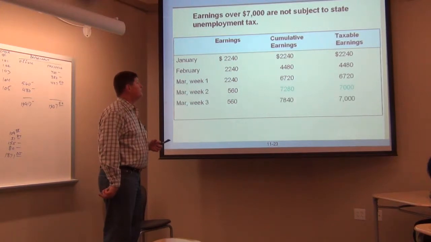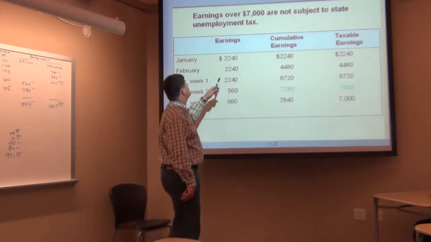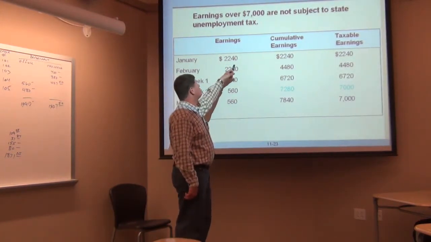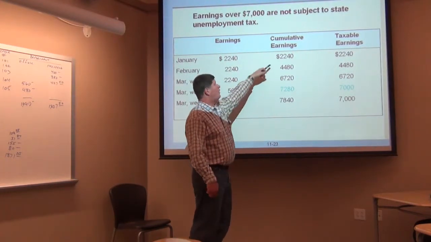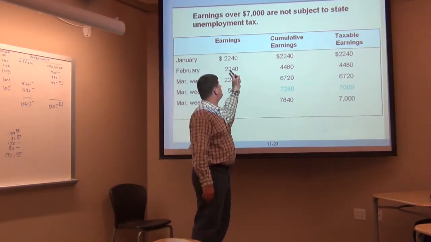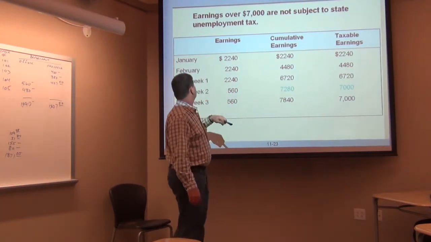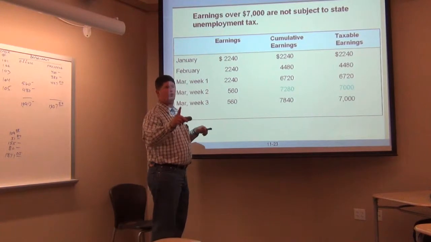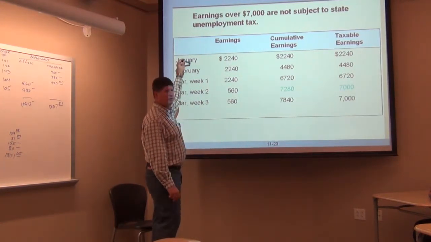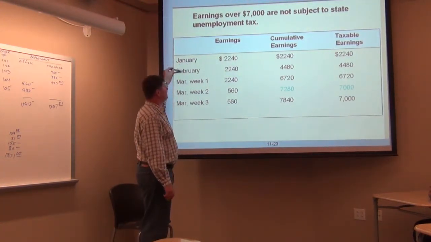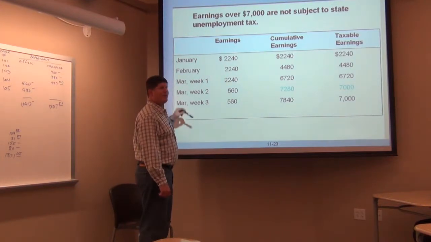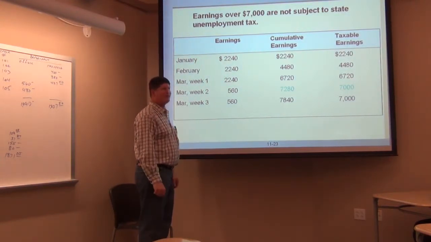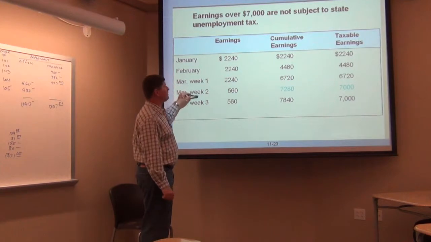And we're going to go through this really cool example of showing you. Here's an employee that earned $2,200 in January. Their cumulative earnings are $2,240. All of that's taxable because it's under 7,000. Look at what happens. This guy gets a really cool raise. In the whole month of January, he makes $2,240. In the whole month of February, he makes $2,240. The first week of March, he makes $2,240. His pay rate just went up by a factor of 4. And then it goes back down.